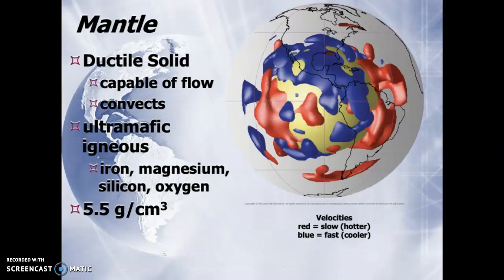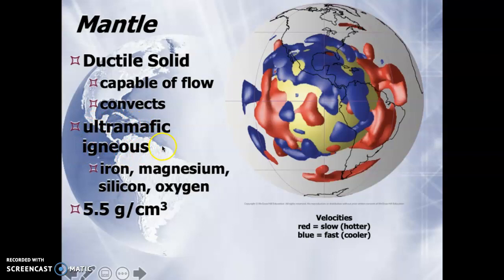The next slide shows us the mantle, and I picked this picture because it shows you kind of a globby mantle. The red stuff is the material that is rising up to the top, to basically the crust mantle boundary, and the blue stuff is the cooler stuff that is sinking down. And we know this again from seismic tomography. So the mantle is a ductile solid. It is capable of flow, and that's kind of why I picked this picture, so you can see that.